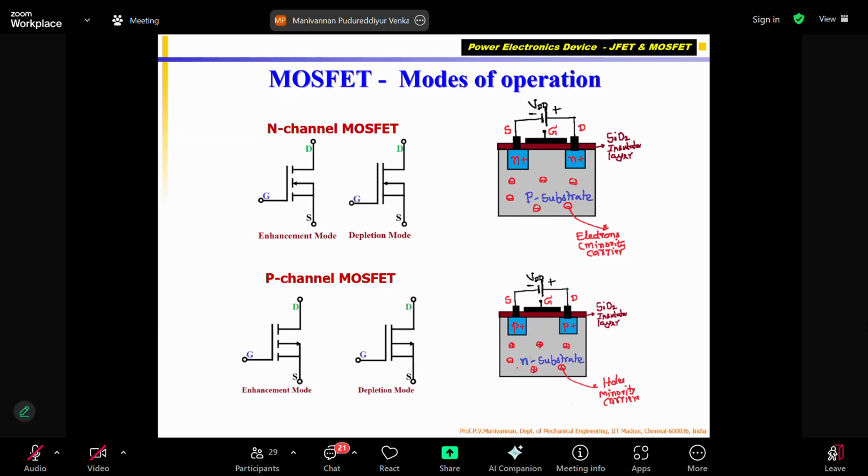Okay. Sir, the picture on the right side, these are enhancement mode MOSFETs, right? Not depletion mode MOSFETs.